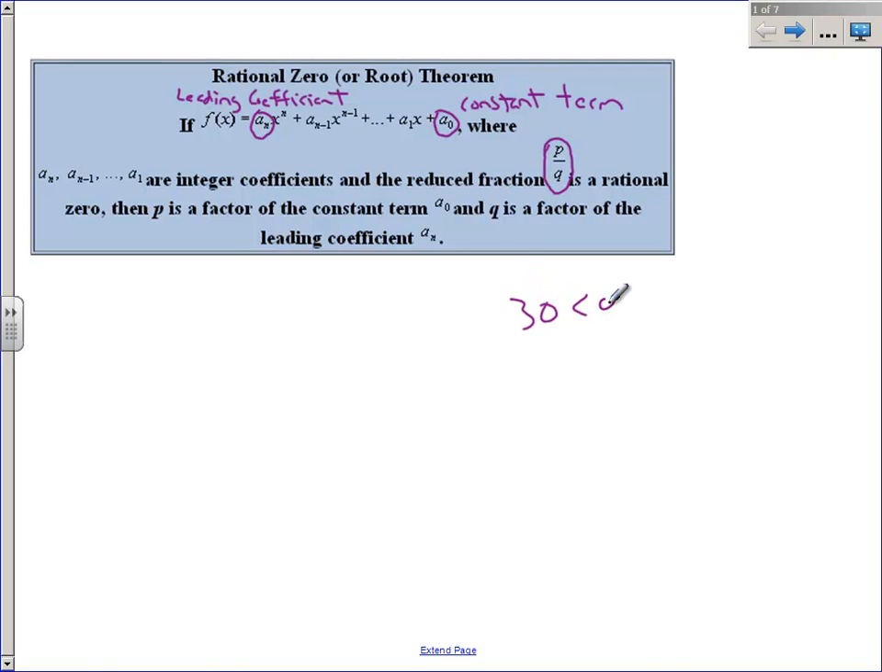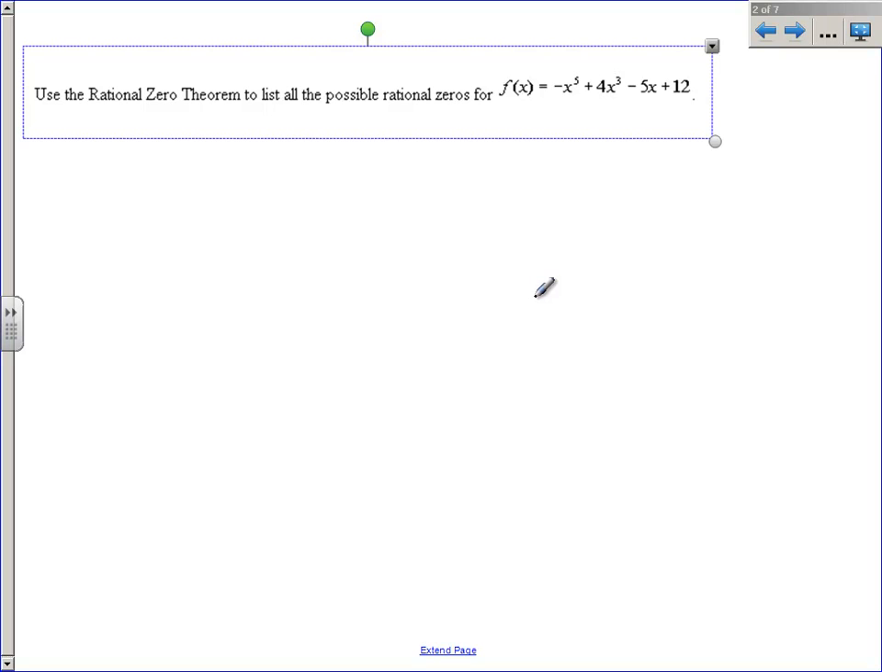Some of you might think, oh, well, this list is too long. I can't guess and check through that. Well, try and guess and check through all the possible numbers. And so this is really going to be a big help for us. So let's take a look at an example. Use the rational zero theorem to list all the possible rational zeros for this function. Now, before this lesson, if I just told you to factor this, you'd say, well, what number do I try? How do I know what number to use synthetic division for?